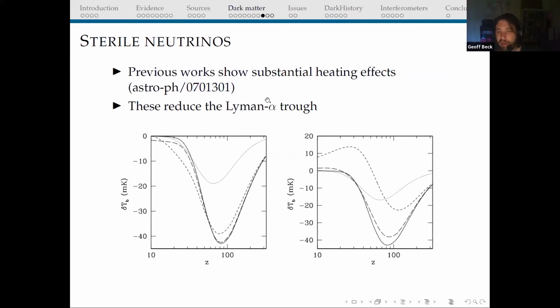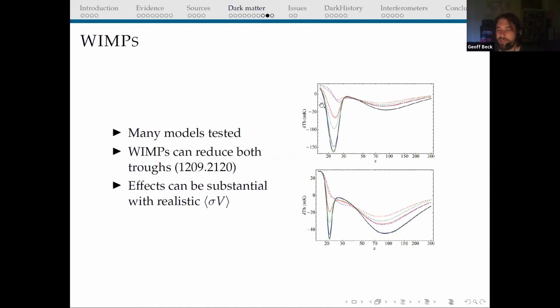They can also reduce the Lyman alpha trough, which I put on the wrong slide. It should be on the next one. Because in this 2012 study, these guys took a look at both the dark ages trough and a reasonable Lyman alpha trough, assuming stellar and X-ray sources. And you can see that both of them are made shallower by the dark matter models.